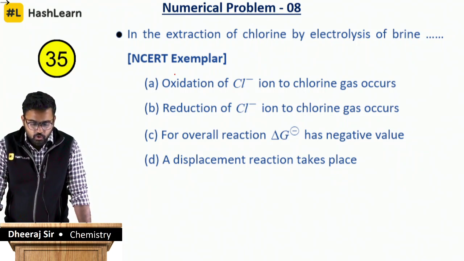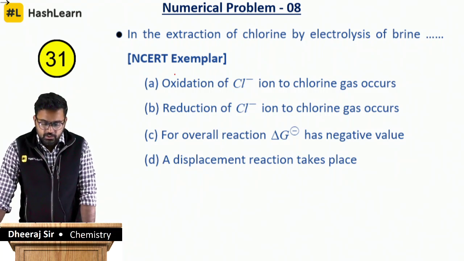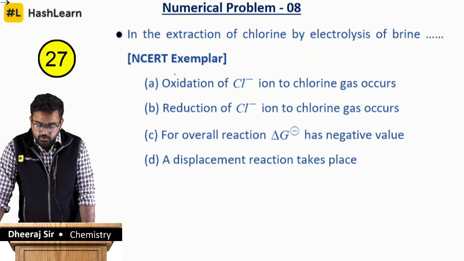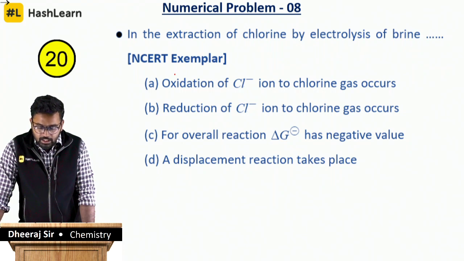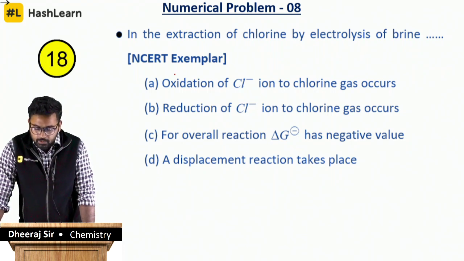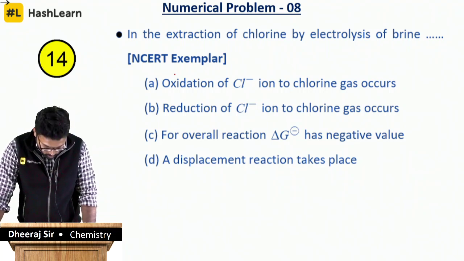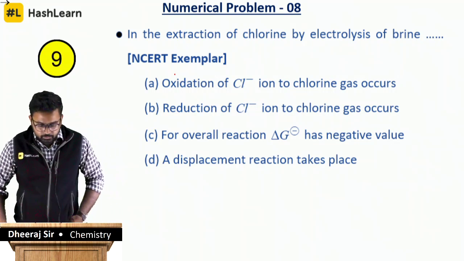In the extraction of chlorine by electrolysis of brine, so brine is concentrated NaCl. So in the extraction of chlorine by electrolysis of brine, what happens? Oxidation of chloride ion to chlorine gas occurs, reduction of chloride ion to chlorine gas occurs. For the overall reaction, the standard Gibbs free energy change has a negative value, a displacement reaction occurs. Which according to you is the right option, guys?